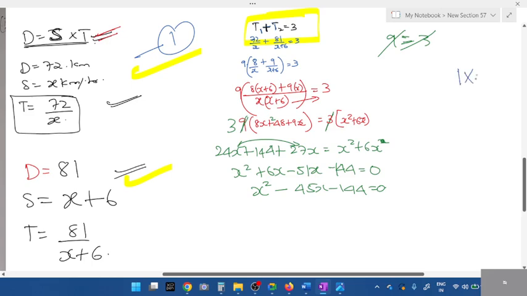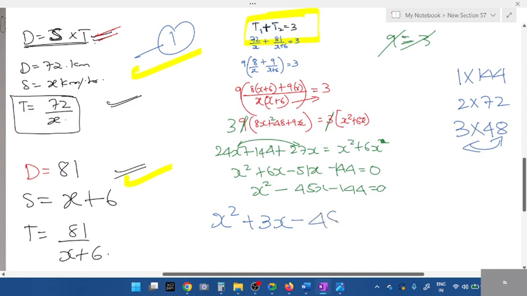If you factorize 144, 1 into 144, first try using factorization method. If you're not getting the answer, use formula method. 2 into 72. Then how many times does 3 go? Can I use 48 and 3 to get 45? X square minus just 3x and minus 48x. Because 48 is greater, so that you get minus 45x. Minus 144 is 0. Remember, in word problem, definitely you can use factorization.